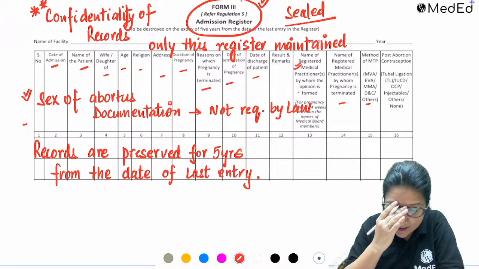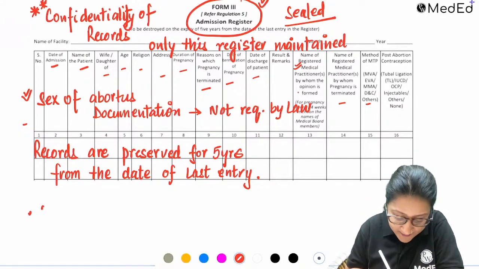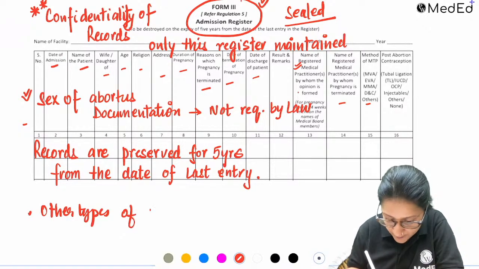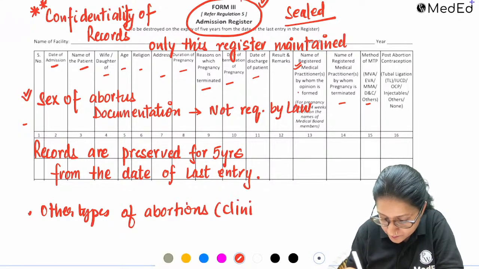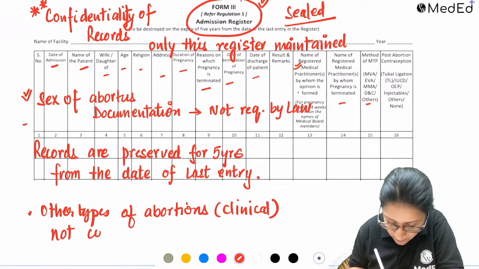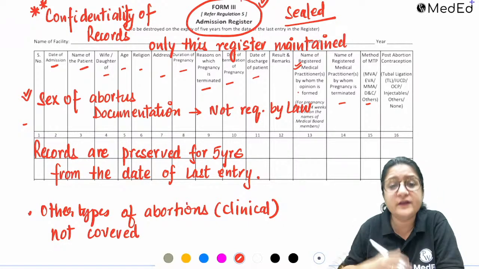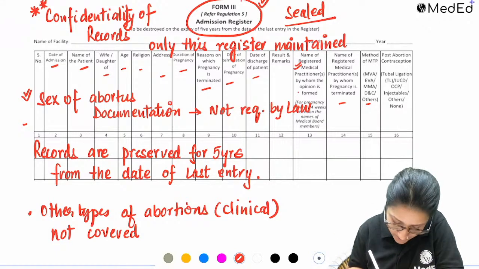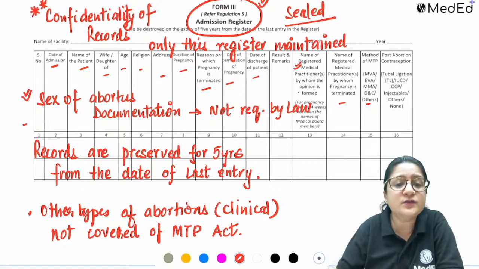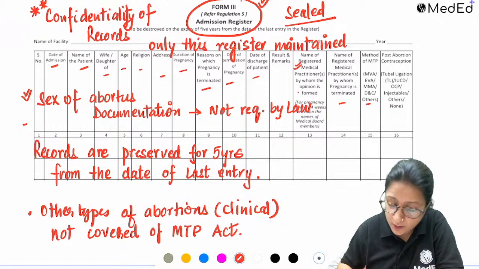Okay, so that is another important point you need to note, that other types of abortions, clinical abortions, let's say, they are not covered or they are not included or they don't come in the purview of the MTP Act. Okay, so that's another important point to note.